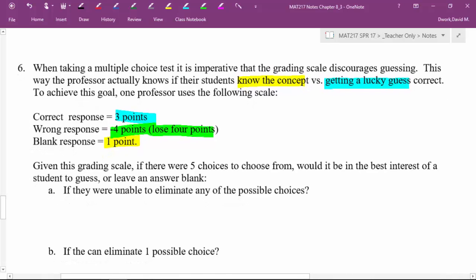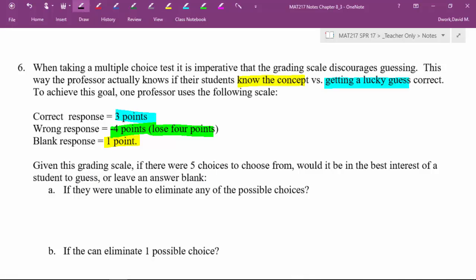All right. So now, using this grading scale, if there were five choices to choose from, so meaning there was like A, B, C, D, and E, like a Scantron test, and you had to choose one of them, would it be in the best interest of a student to guess, or would it be better for them to leave it blank?